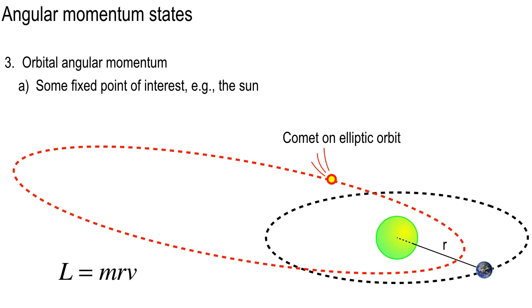A-P-H-E-L-I-O-N. Aphelion. It means away from the sun, the furthest point from the sun. So this baby out here, aphelion. And you can compute the angular momentum there.